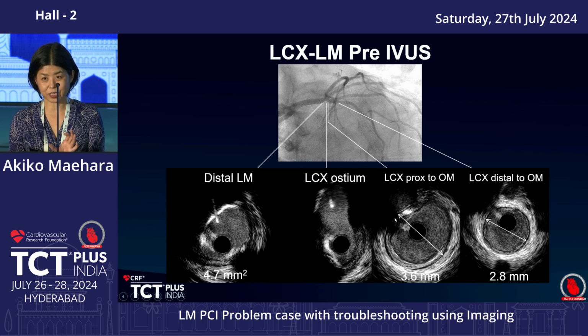And circumflex caliber is also very important. You see the big OM. Distal to the OM, vessel size is much smaller, but proximal to the OM, the vessel is much larger, and both are normal. So when you see this type of picture, we decide, let's put the stent from here to the left main, and then we can use the 3.5 stent. Those decisions are very important.